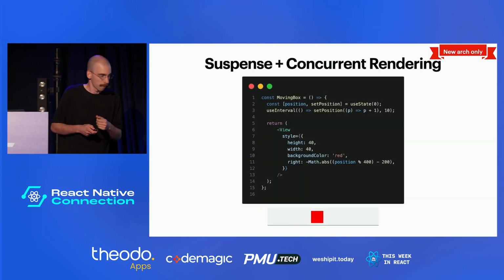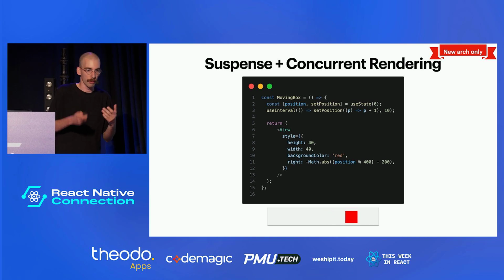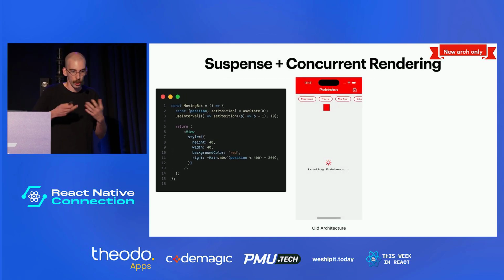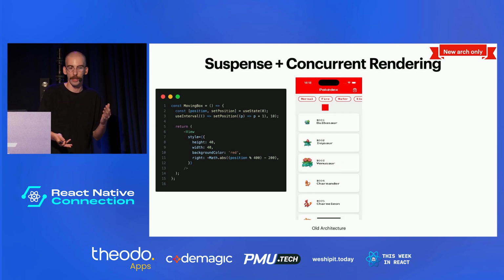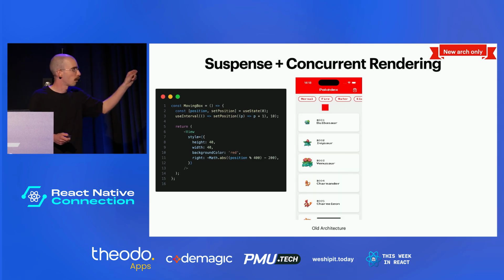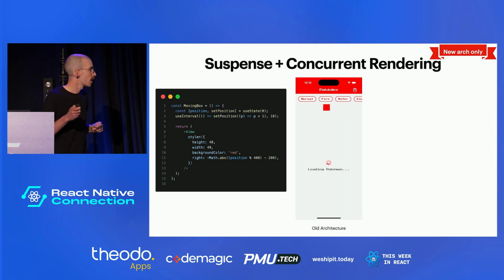To demonstrate the impact of that, we'll use a small moving box that will simulate any user interaction. So let's look at how it behaves in the old architecture when I'm rendering my Pokemon list that takes a while to render for the first time. What you can see is that the moving box stops for approximately 2 seconds before it renders, and then for another 2 seconds.